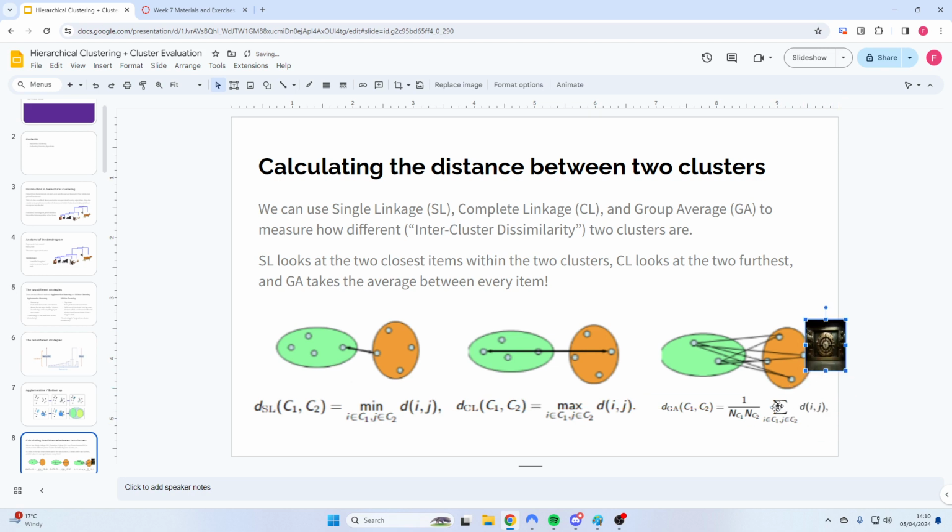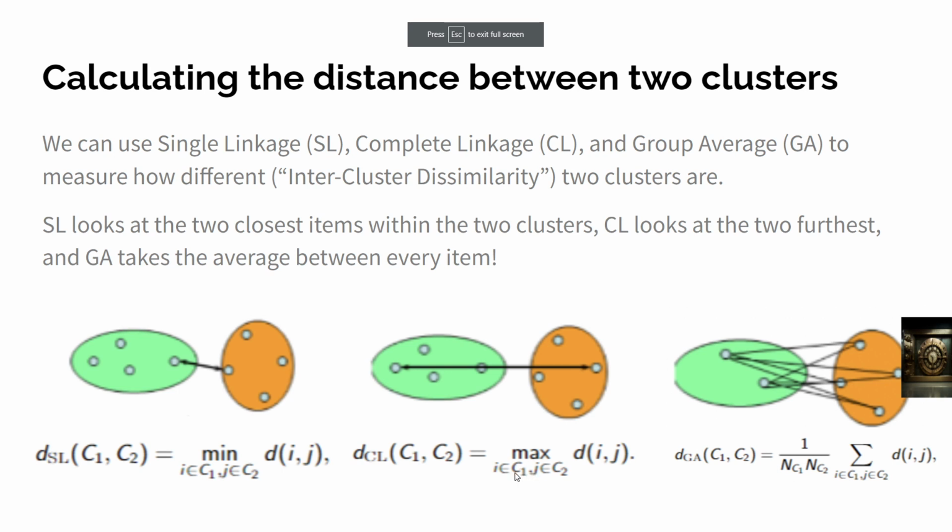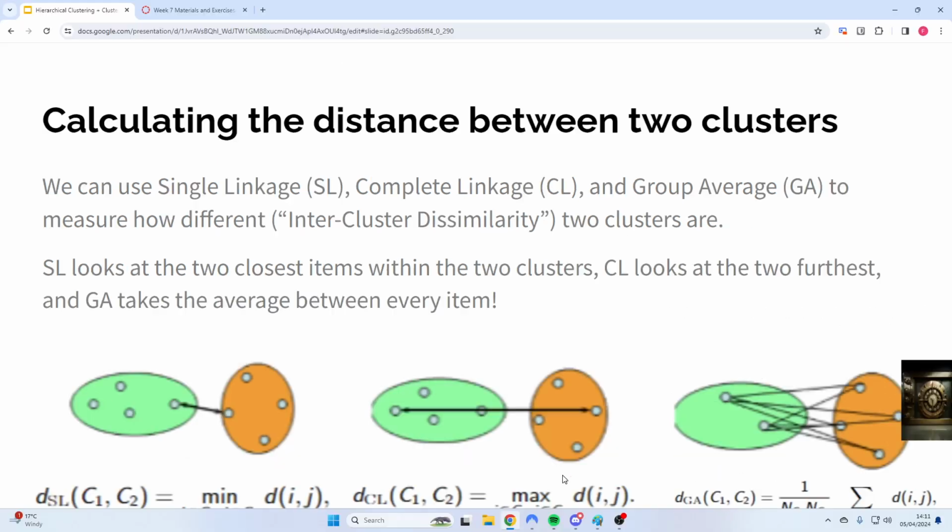And then group average. It looks quite complicated, but all we're doing is the same thing, trying every single combination, but instead of taking the max or the minimum, we're summing it all up, and then doing 1 over the number of elements in cluster 1 times the number of elements in cluster 2. So here we've got 2 in here and 4 in here, so there are 8 possible different distances. We sum all of the distances and then take the average. That's the group average.